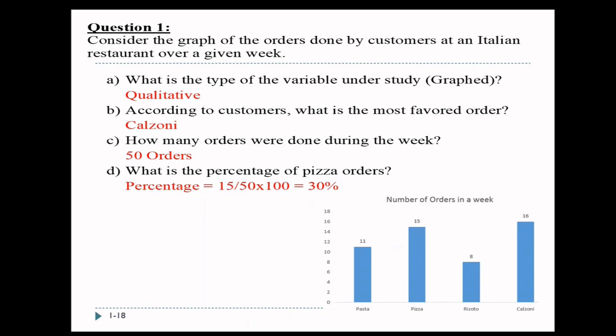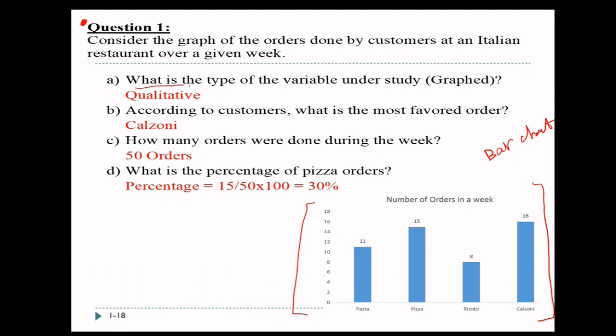Okay. This question is taken from the previous list. Consider the graph of the orders done by customers in an Italian restaurant over a given week. This question, I give you this graph. This is actually called the bar chart. We take it next chapter.